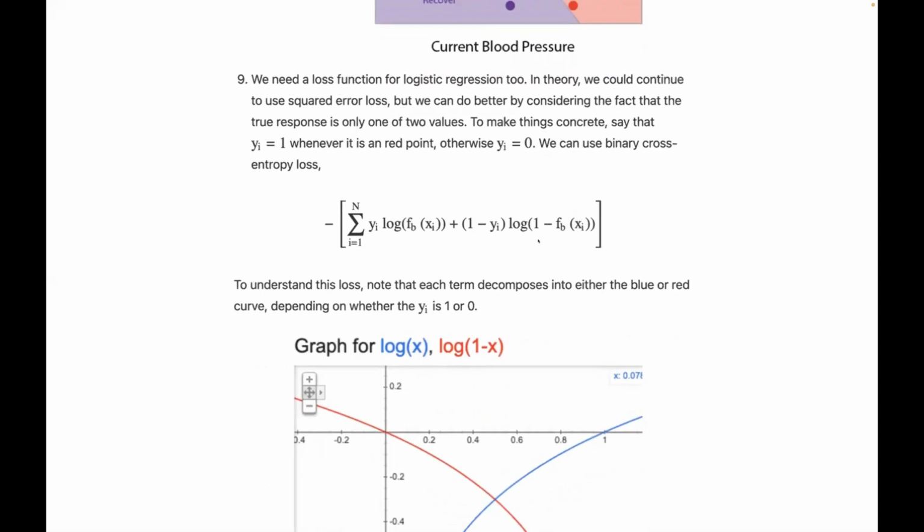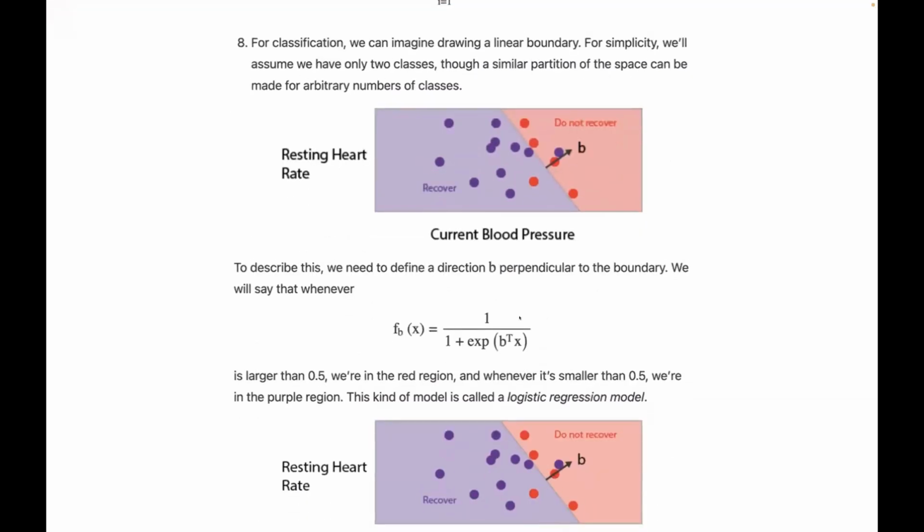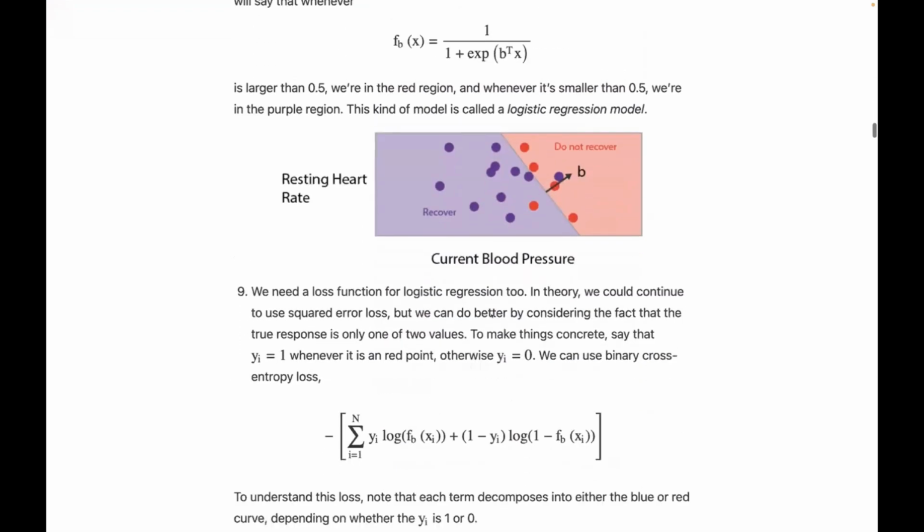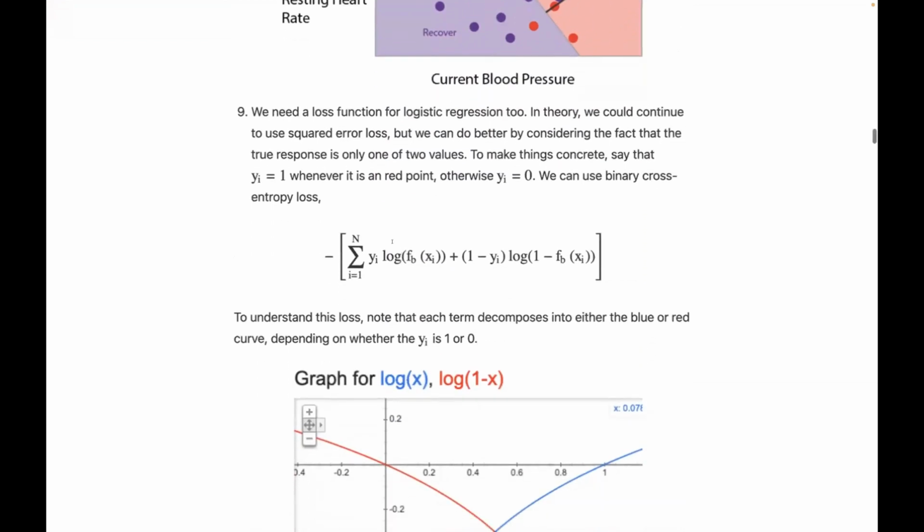So it looks a little bit complicated, right? So let's just break it down. Remember, y_i in this context is going to be either 0 or 1. It's like recovery or don't recover. F sub b is this function here. It's this logistic probability function, and it's always between 0 and 1. Okay, we have this form.